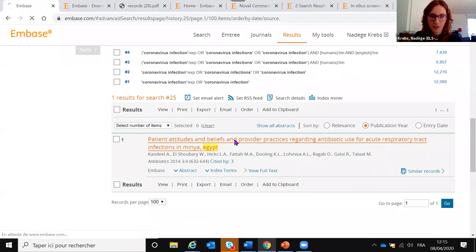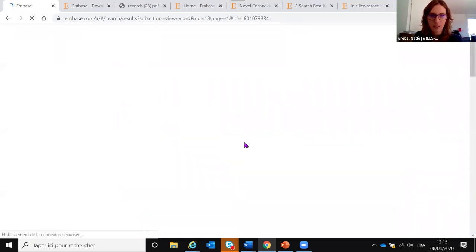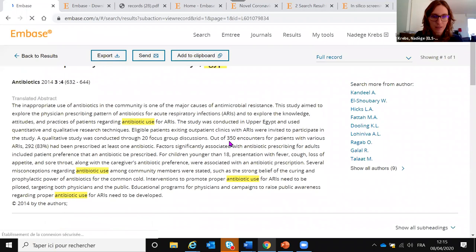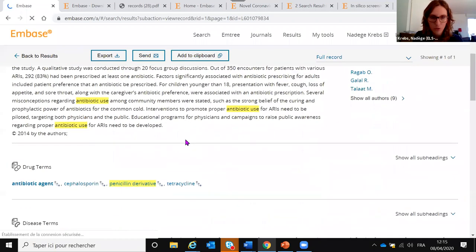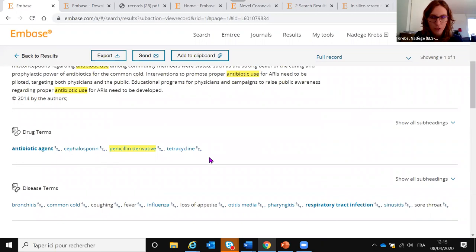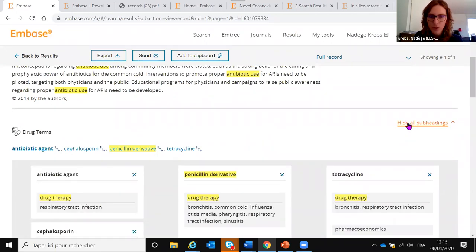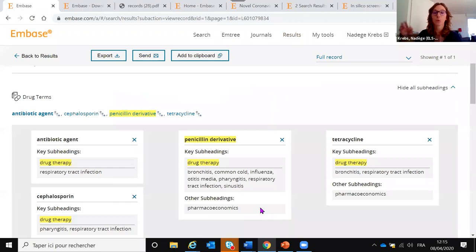If I click on the title itself, I'm going here: antibiotic use, Egypt, it was good. And here, if I look at the drug terms, I click on show all subheadings, and it tells me that within that article, it did talk about penicillin derivative, but more importantly, it talked about it as a drug therapy to bronchitis, common cold, influenza. So without reading the paper, because someone else, the indexers, read it, you have the information and you know it does talk about this in this paper.